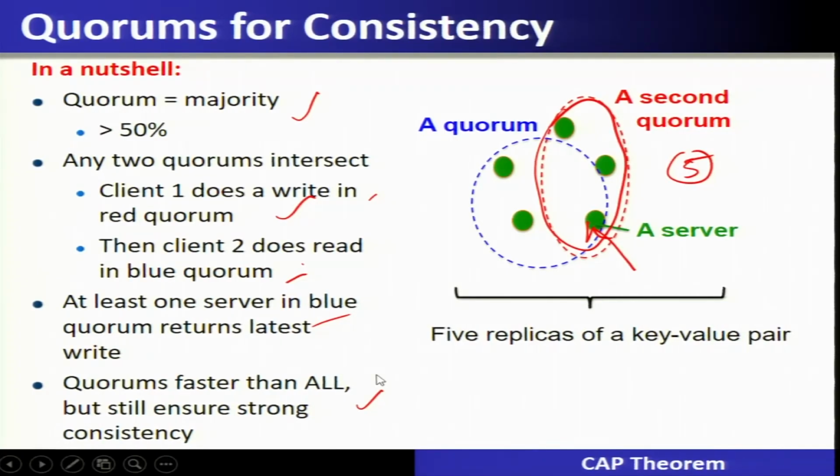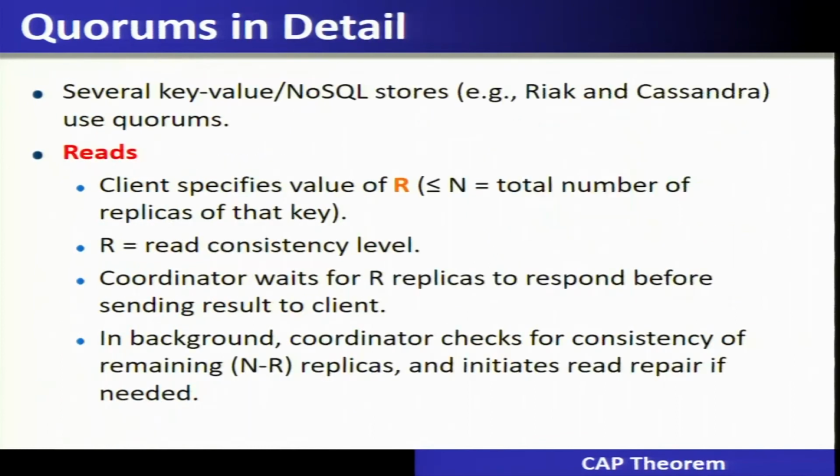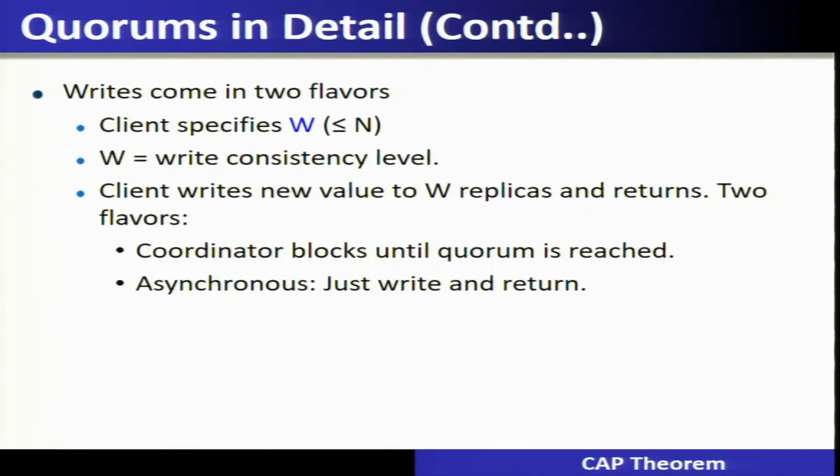5 replicas of a key-value store are shown in this example. So, quorums, let us go into more detail. Several key-value stores, like the NoSQL stores Riak and Cassandra, use quorums. For the read operation, the client specifies the value of R, which is less than or equal to N, the number of replicas of that key, and R is the consistency level. The coordinator waits for R replicas to respond before sending the result to the client. In the background, the coordinator checks the consistency of the remaining N minus R replicas and initiates a read repair for eventual consistency.